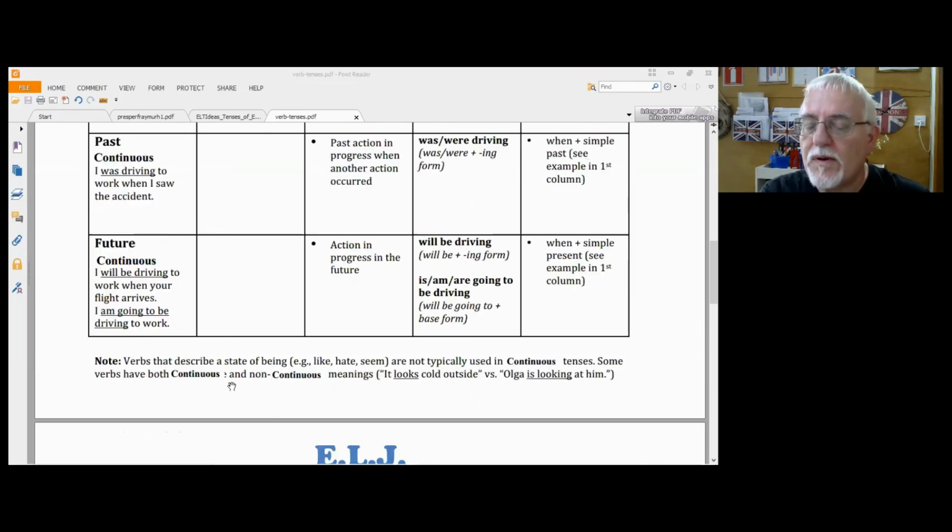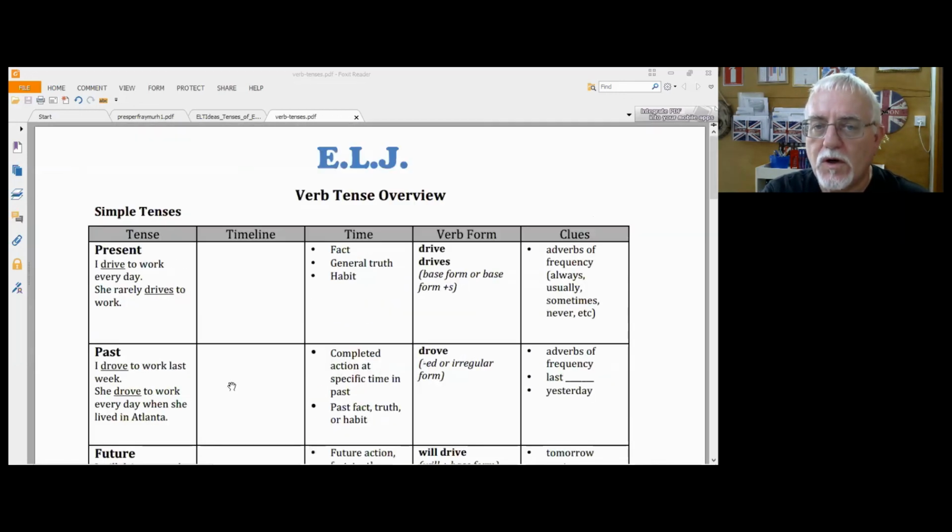Okay, so I hope that this overview of the tenses has been some use for you.